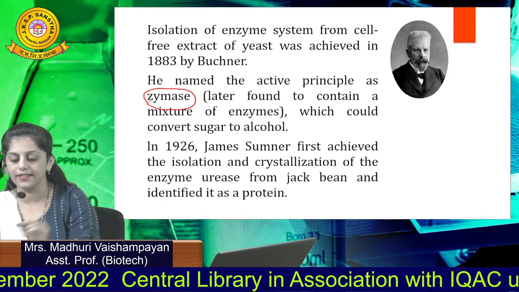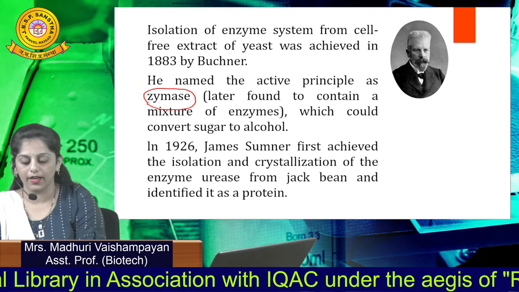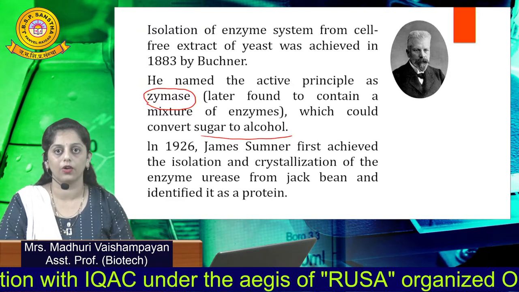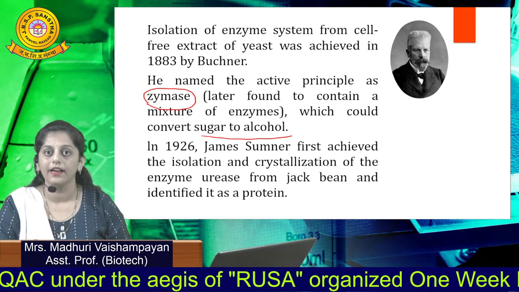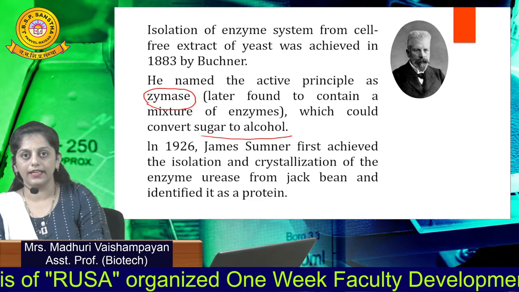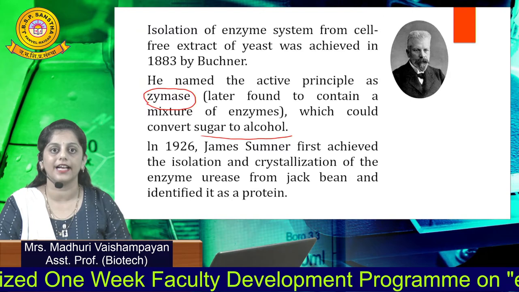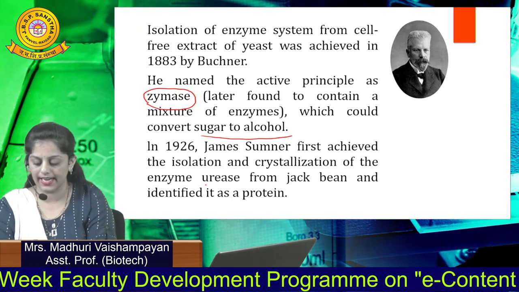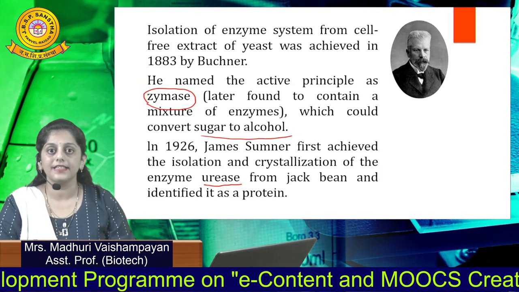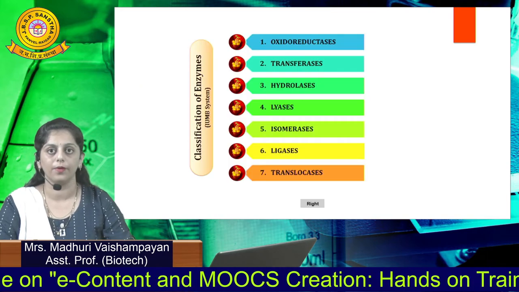So what is it known as? This is known as zymase, which could convert sugar into alcohol. So for conversion of sugar to alcohol, zymase is required, and the scientist Buchner coined that. In 1926, James Sumner first achieved the isolation as well as the crystallization of an enzyme, and the name of that enzyme is urease. That enzyme was extracted from jack bean, and they identified it as a protein.